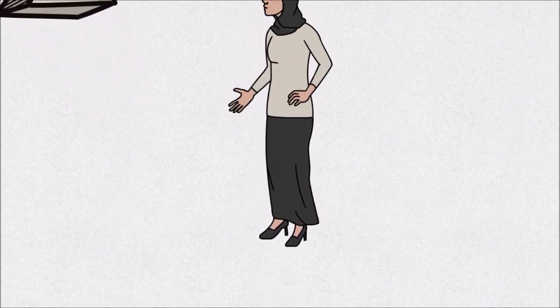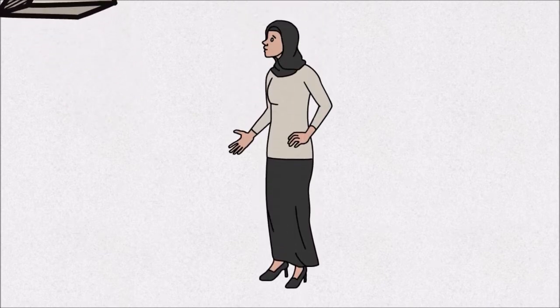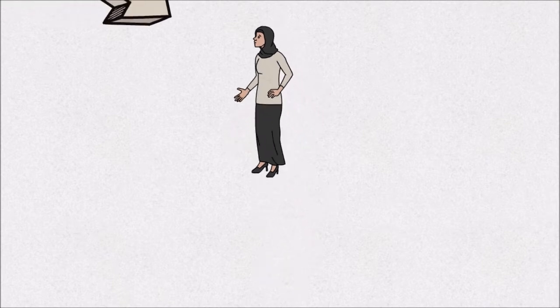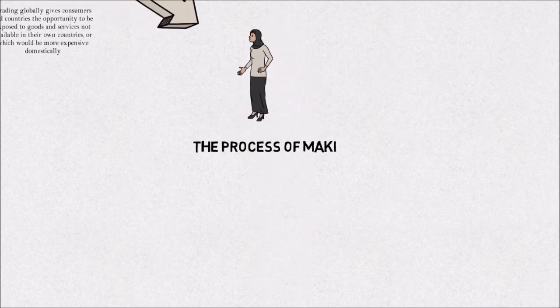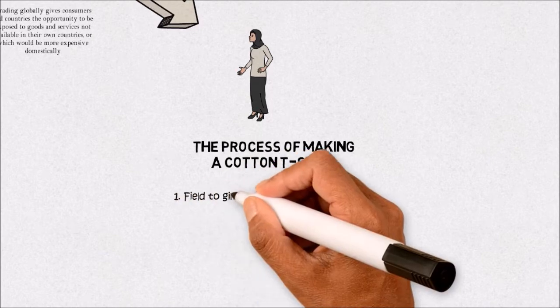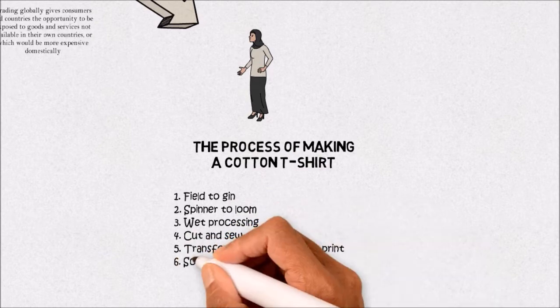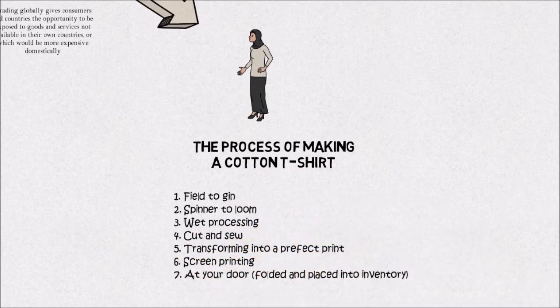As you know, supply chain involves the flow of goods from raw material to finished goods. So, I will give you an example of the process of making a cotton t-shirt. The first process is field to gin, second spinner to loom, third wet processing, fourth cut and sew, fifth transforming into a perfect print, sixth screen printing, and lastly at your door or folded and placed into inventory.